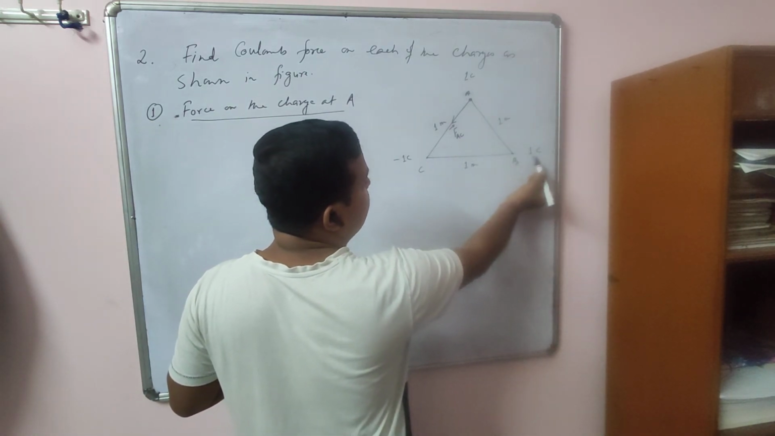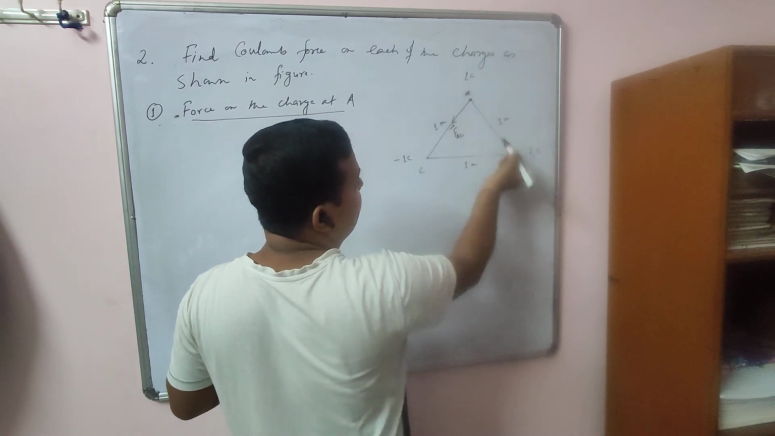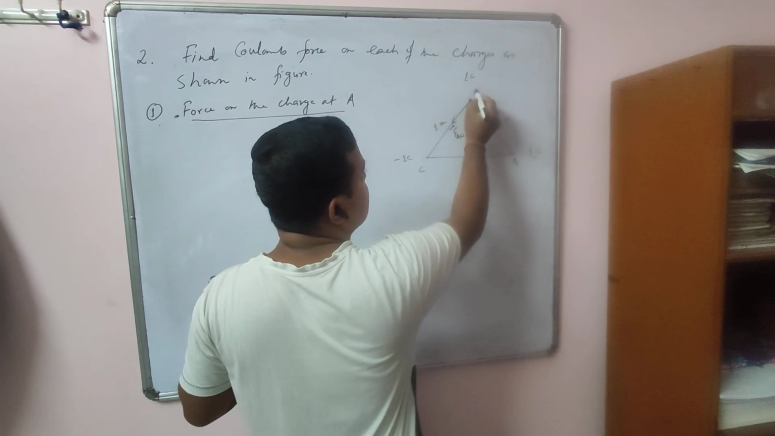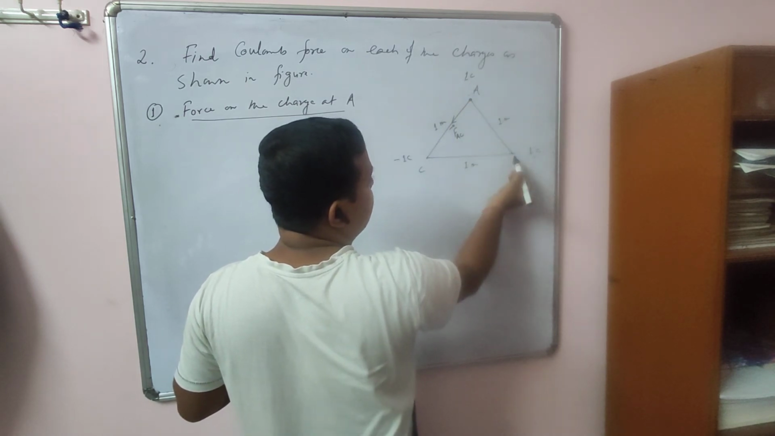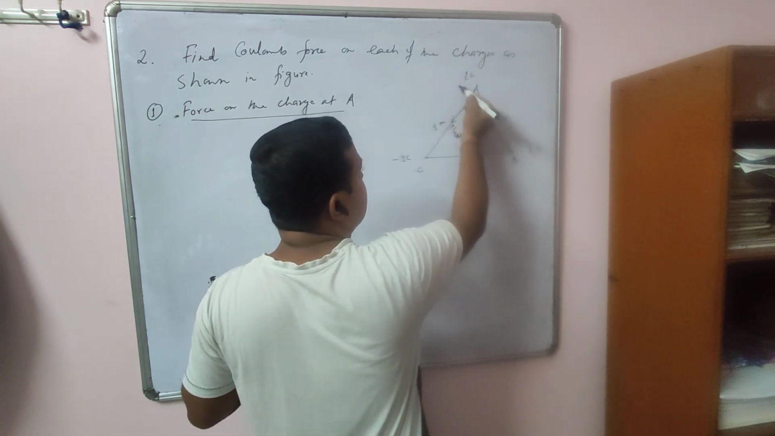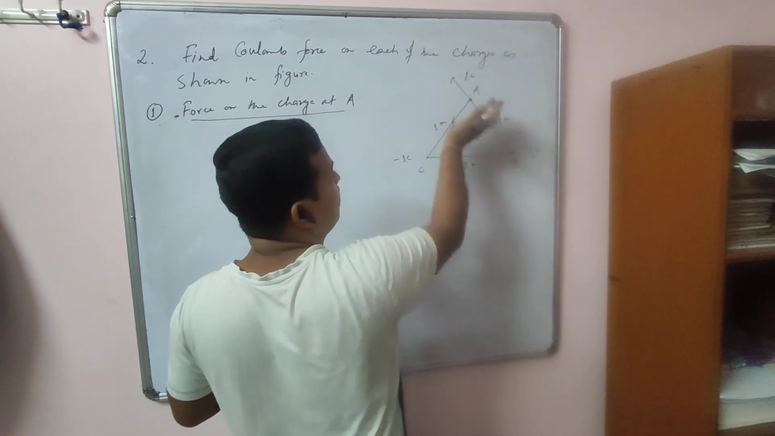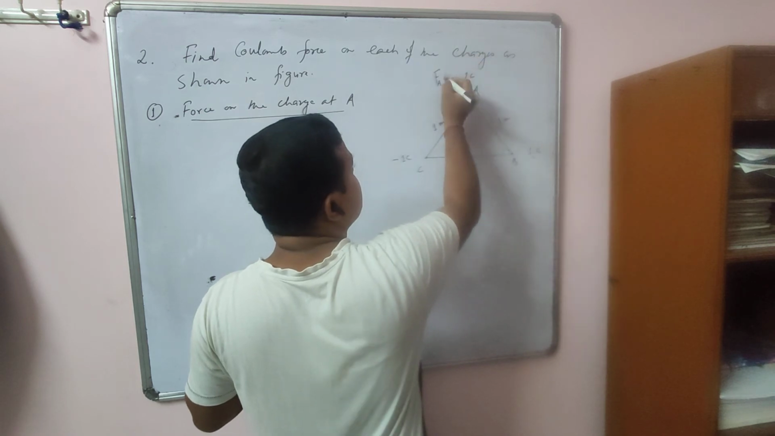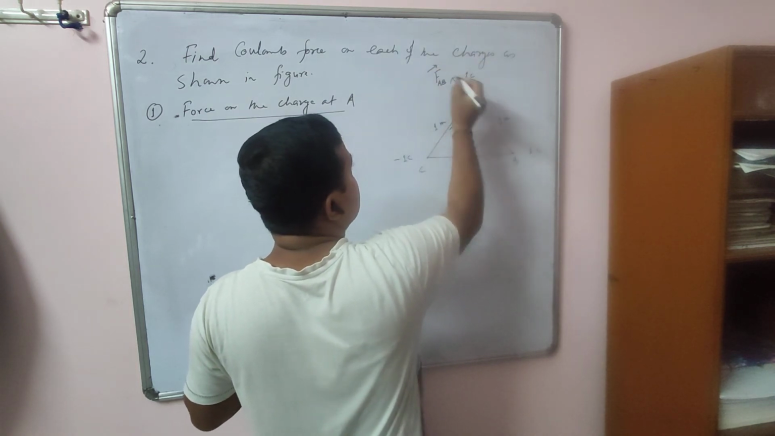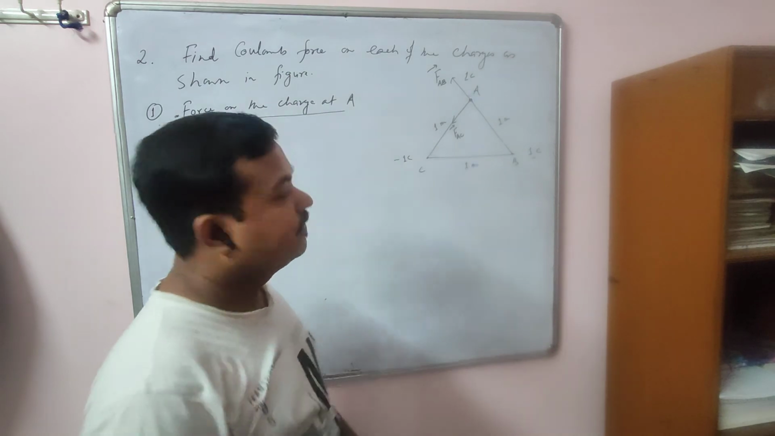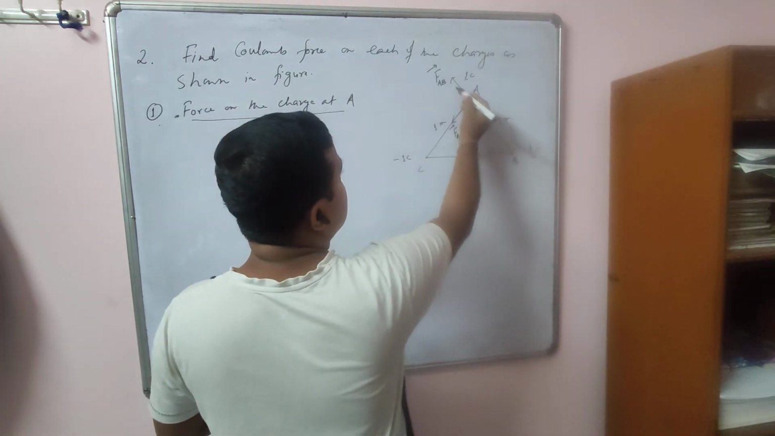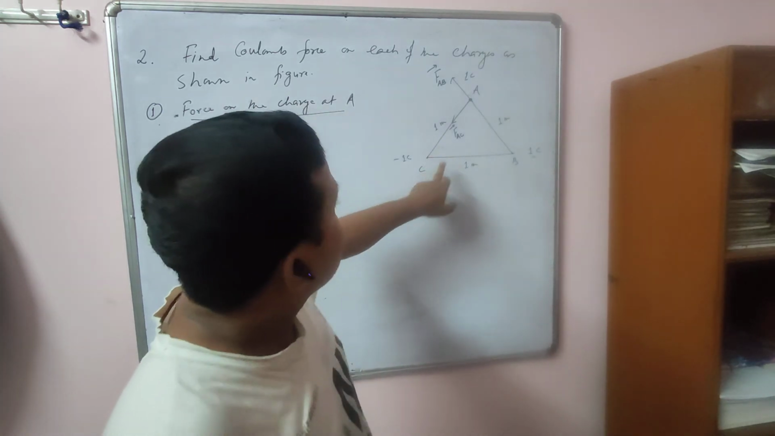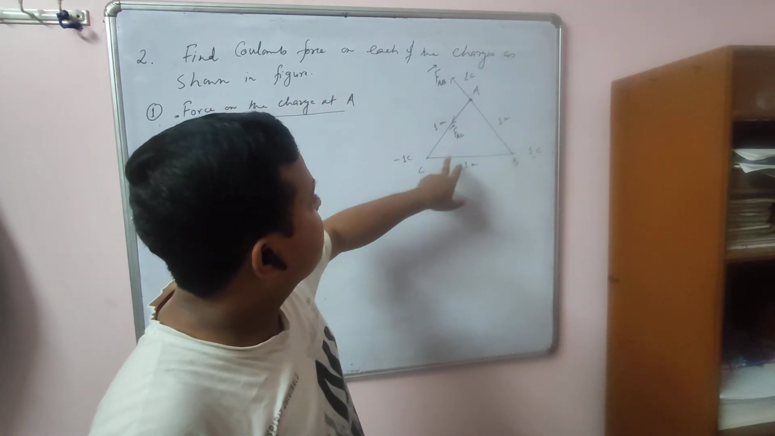Now this is 1 Coulomb, and this is also 1 Coulomb, so both are positive here. This charge repels this one, because this is positive and this is positive. Repel means it goes away. So F AB means force on charge A due to charge B. So this is the force F AC, and this is the force F AB. So I repeat, you just see the direction carefully.